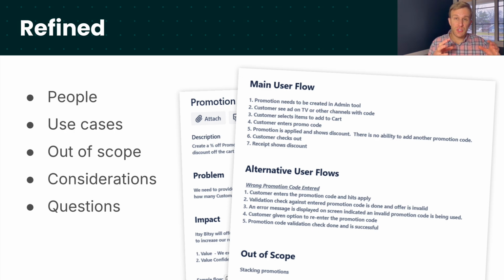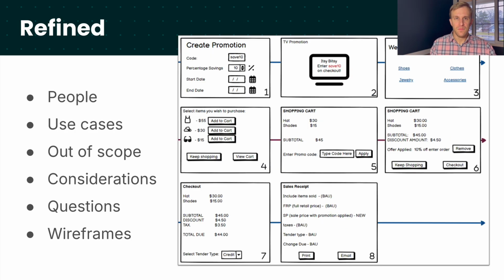You want to reduce scope as much as possible so you can release as quickly as possible. Next, considerations for any downstream work like estimation, validation, deployment. And finally, questions. These might be FAQs or lingering questions you're still trying to get answered.